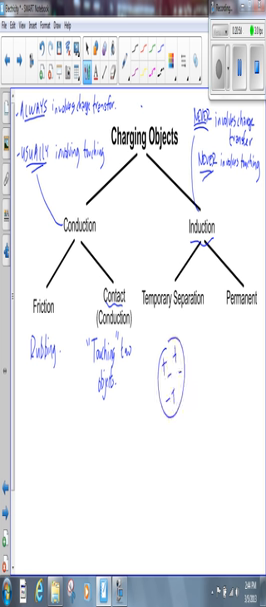We got a neutral object here. We got 3 positives and we got 3 negatives. We're going to bring another negative object nearby, with a whole bunch of negative excess charges on there. What happens when I bring that negatively charged object nearby?